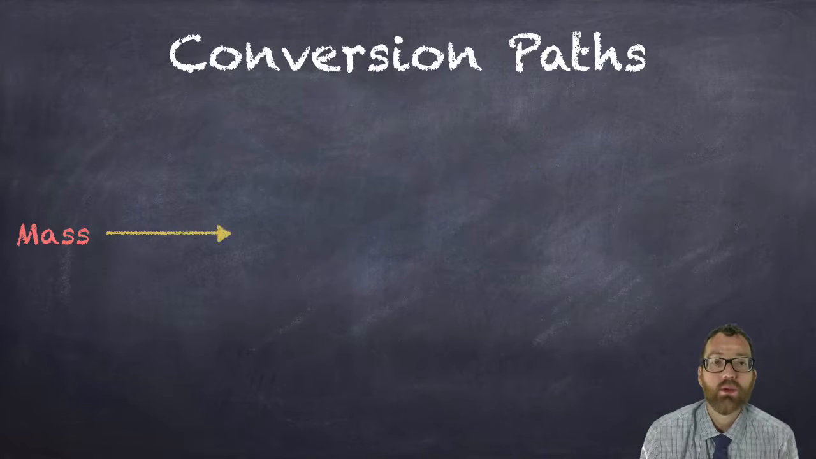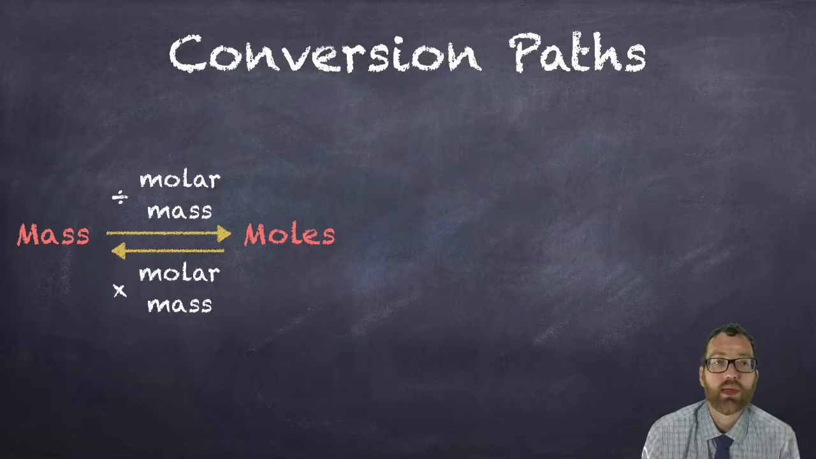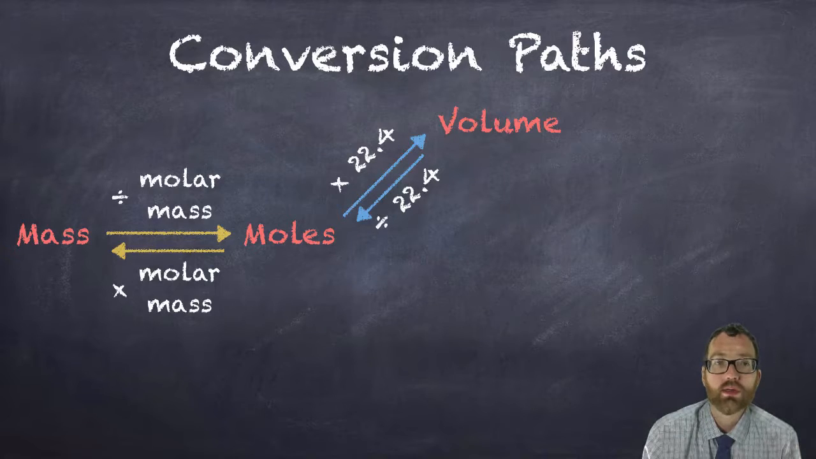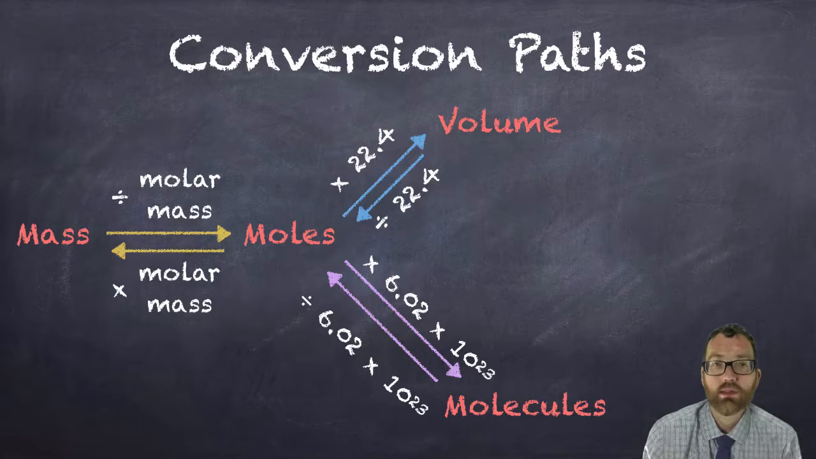If we have mass and we want to turn it into moles, we divide by the molar mass. If you wanted to go backwards, if you had moles and you wanted to get the mass, well, you'd multiply by the molar mass right off the periodic table. If you had moles and you were trying to get the volume, you'd multiply by the molar volume, 22.4 liters. If you had volume and you were trying to convert to moles, you would divide by 22.4 liters. If you had moles and you wanted to get to molecules or formula units or atoms, you'd multiply by Avogadro's number. But if you had molecules and you were trying to convert to moles, you would divide by Avogadro's number.